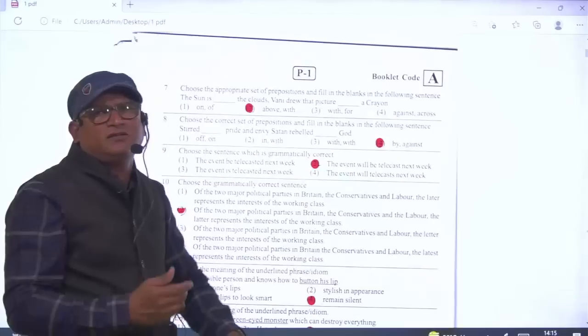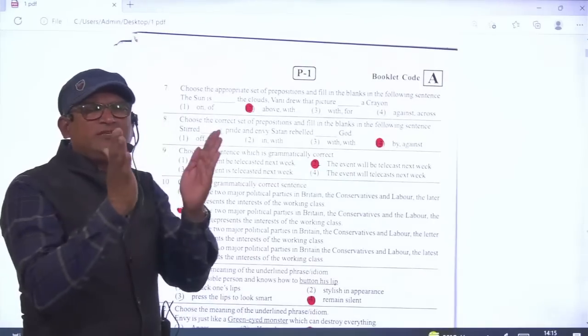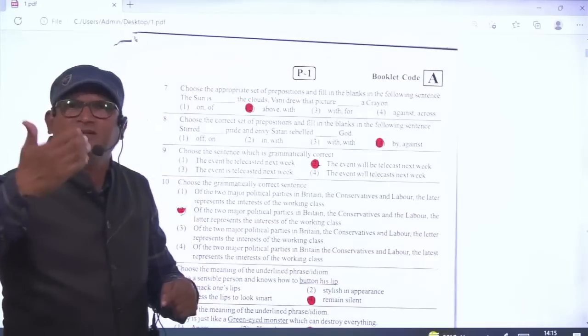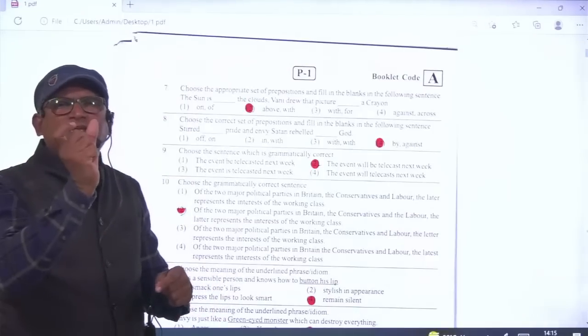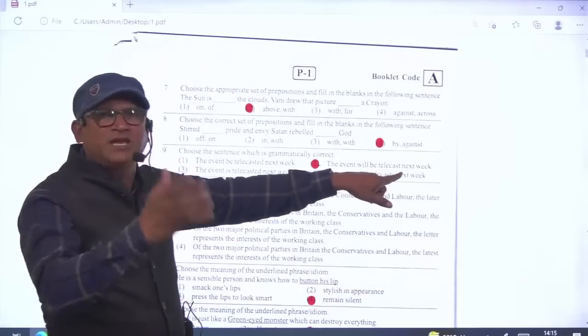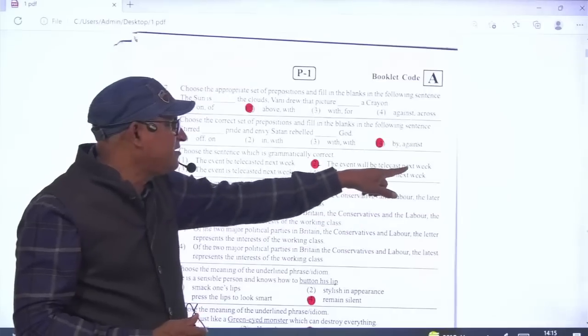Telecasted is the wrong verb form. So the three verb forms are similar, that you should understand. Telecast without adding ed or d. That's why we can choose the second option as the absolutely right one. The event will be telecast next week.